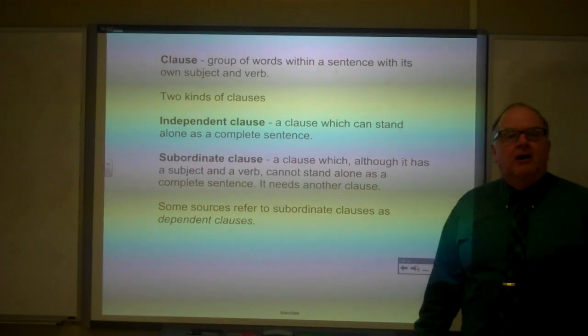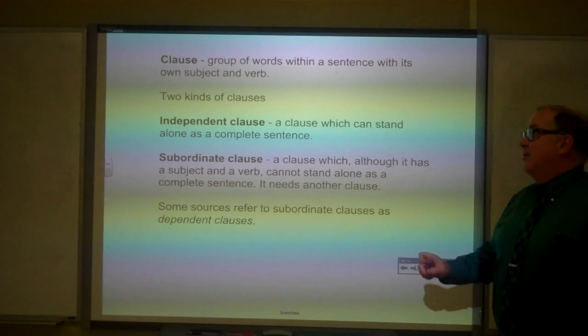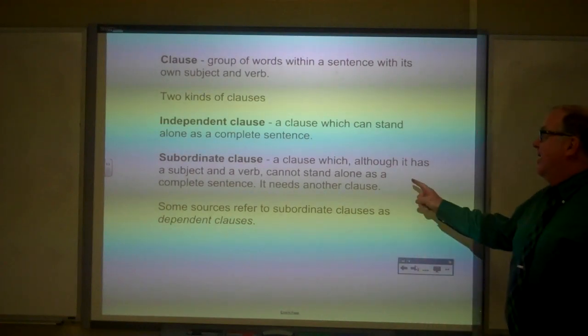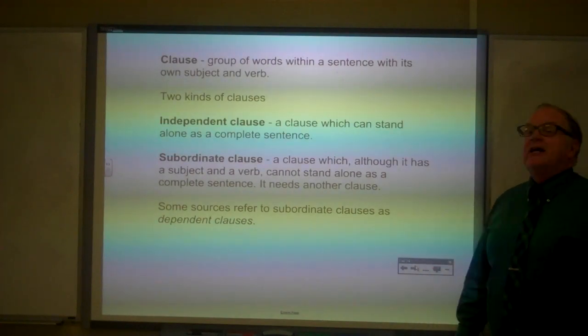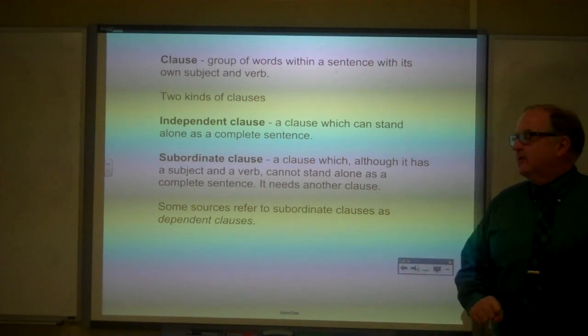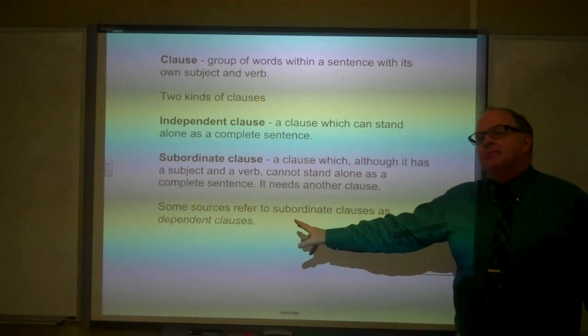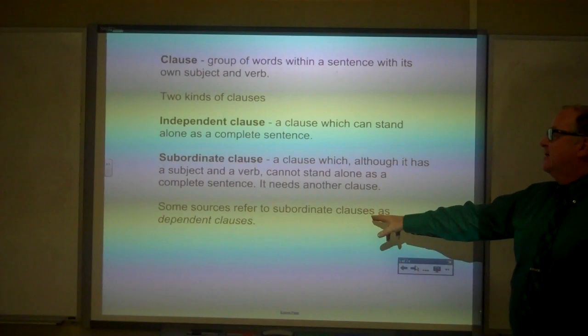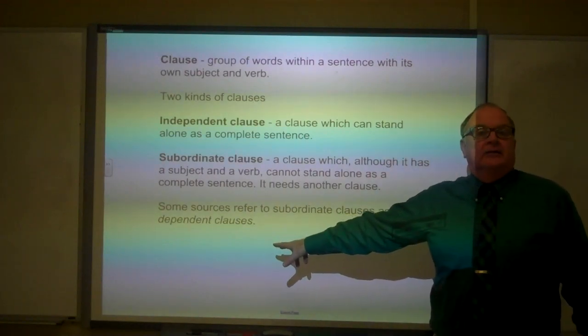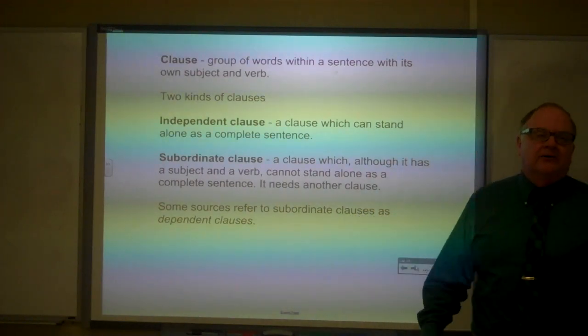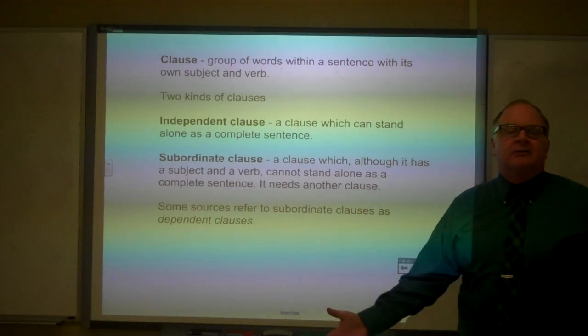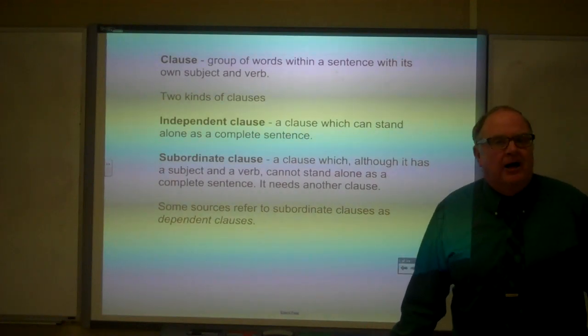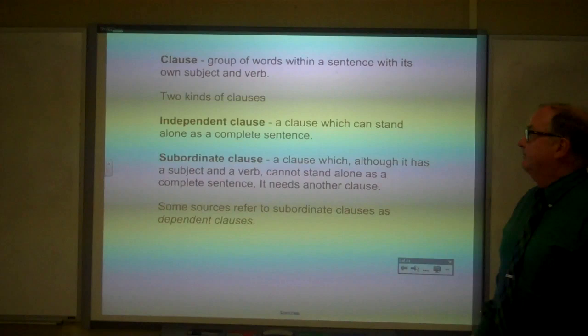A subordinate clause is a clause which, although it has a subject and a verb, cannot stand alone as a complete sentence. It needs another clause. Now, some sources refer to subordinate clauses as dependent clauses. Our book calls them subordinate clauses, but you may come across another book that calls them dependent clauses, but it's the same thing.